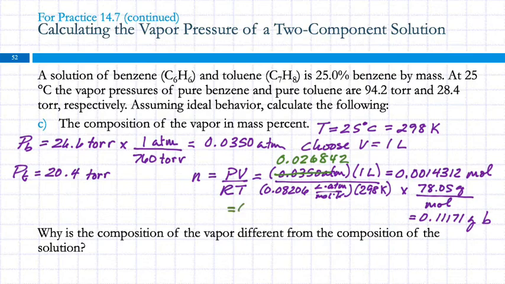This is going to give me 0.0010976 moles of toluene. And then I need to use the molar mass of toluene, which was 90-something. 92.06. Grams of toluene.